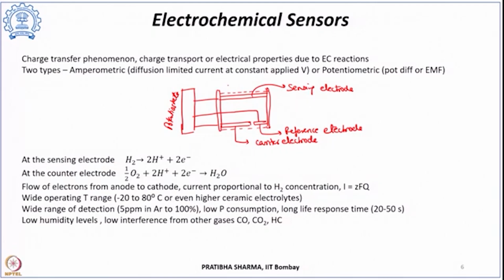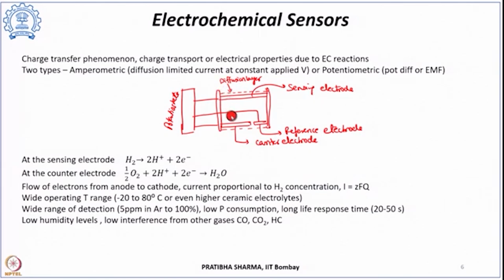Now this gas permeable layer or diffusion layer limits the diffusion. It has multiple operations. One thing is that it selectively allows the analyte gas through it and limits the other gases, so as to reduce the interference from the other, unwanted gases. At the same time, the diffusion limited condition is achieved using this diffusion layer.